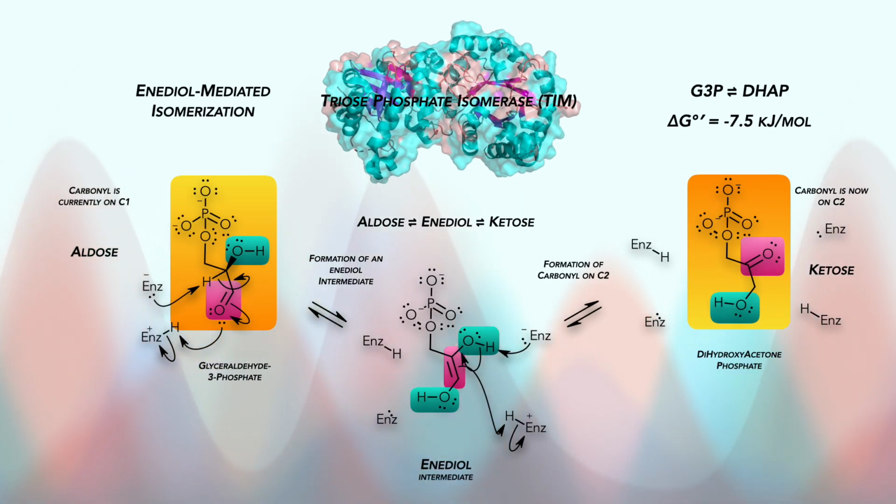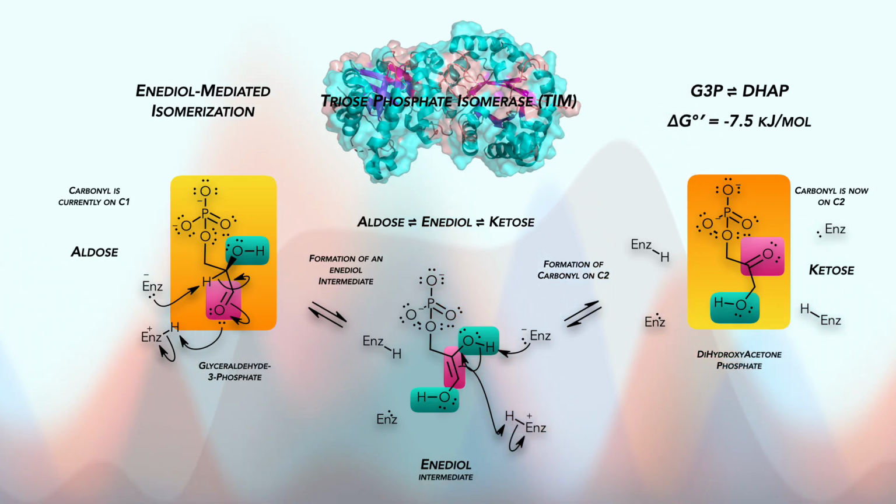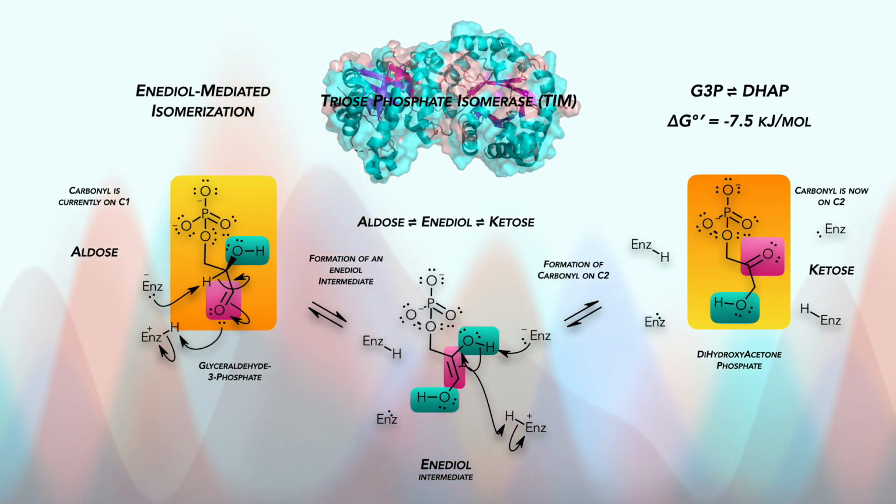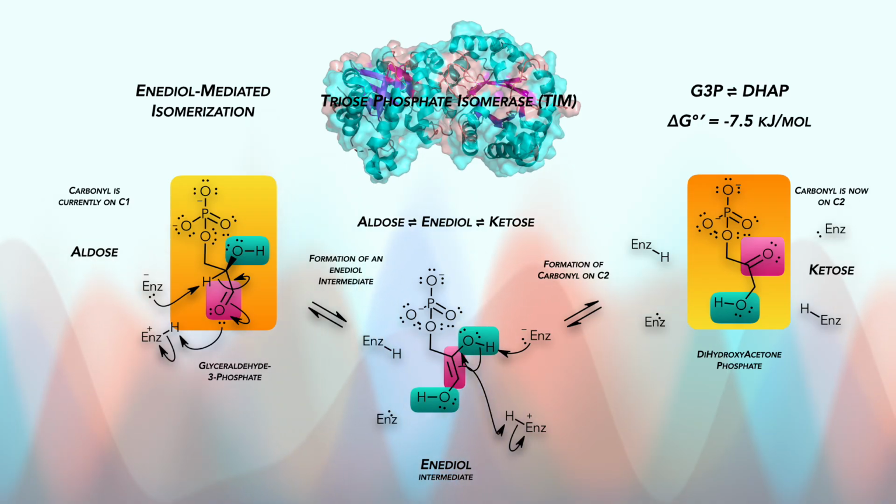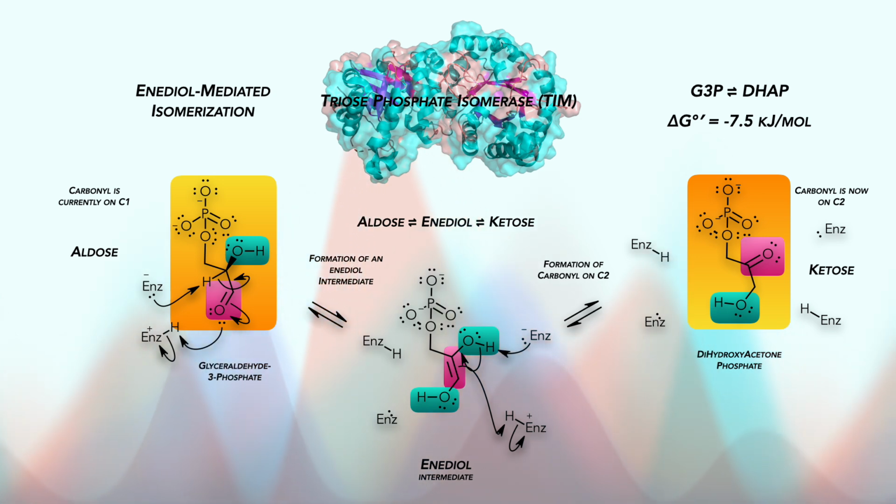Now, glyceraldehyde 3-phosphate is an aldose because its carbonyl is on C1. Dihydroxyacetone phosphate is a ketose because its carbonyl is on C2. An enzyme base removes a proton adjacent to the carbonyl, producing an enediol or enediolate intermediate. Reprotonation at the opposite carbon relocates the carbonyl. No carbon atoms are added or removed. The oxidation state is unchanged. The phosphate remains in place. Only the position of the carbonyl changes.